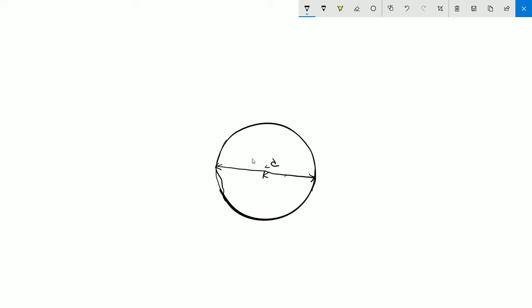So the length from here to here in any direction is known as the radius. Radius is extremely important when it comes to solving questions related to circles. So we have established that radius is equal to half of the diameter.